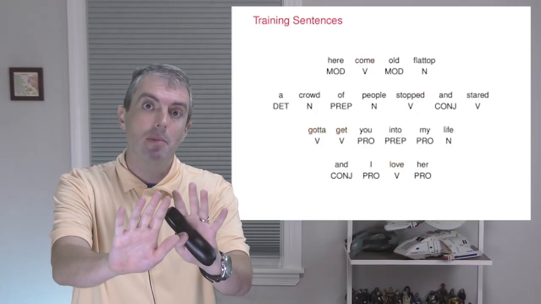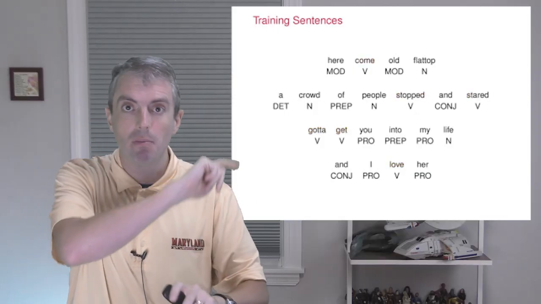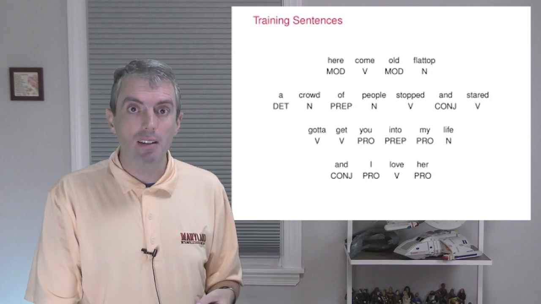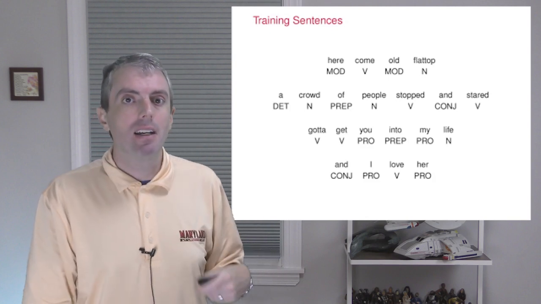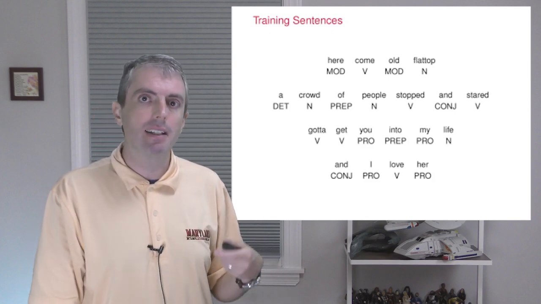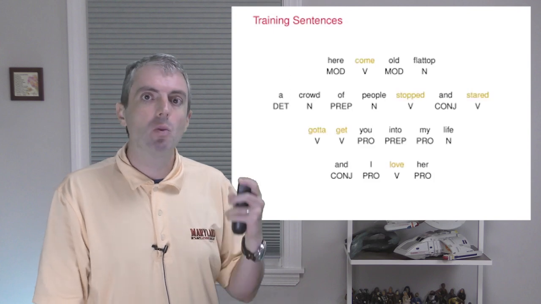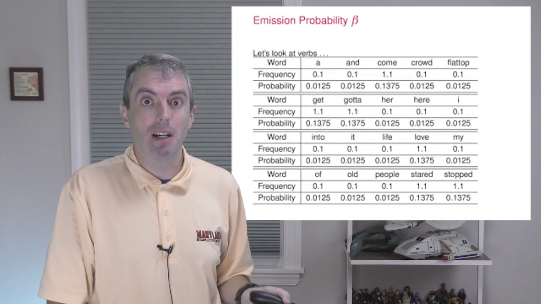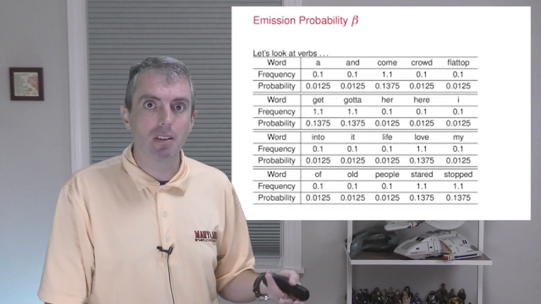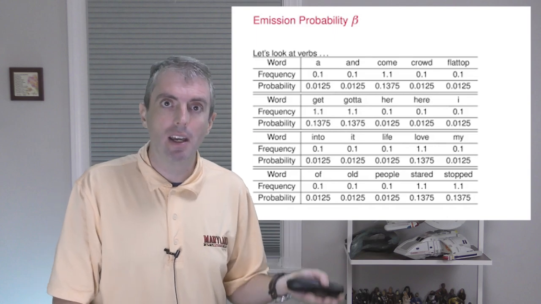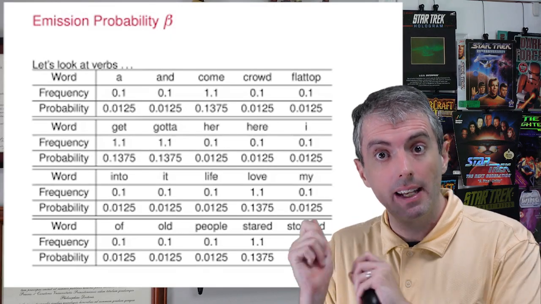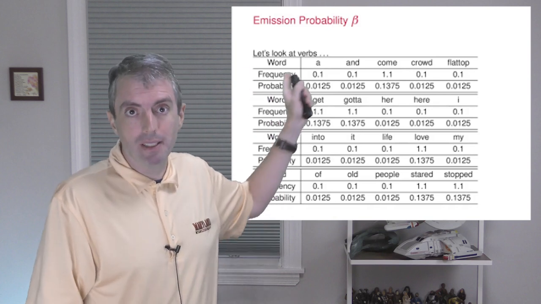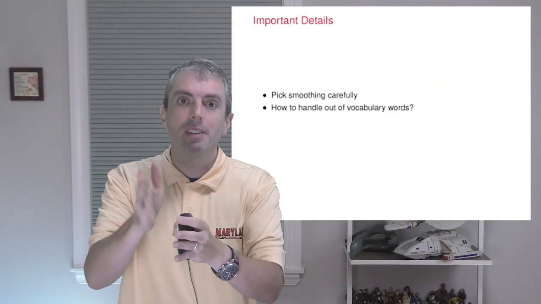Okay, one last probability to estimate. We need to estimate the emission probabilities. Again, let's focus on the verbs. We'll take all of the words that we saw, given that they were in a verb state: come, stopped, stared, gotta, get, and love, and also all the words that we didn't see. Since we need a well-defined probability for every word, for A, it never appeared in a verb state, so its count is 0.1. We take in the counts of all of the tokens that have this type, add them up, add in the smoothing, normalize it, get a probability estimate that you see here. And that's it! But of course, the devil is in the details.